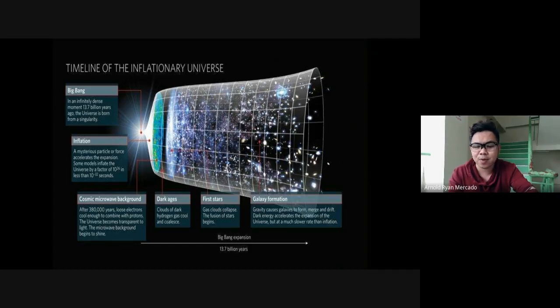Habang tumatagal po, yung kanyang inflation na hindi na ganun kabilis, hindi gaya dati. It becomes much slower than the early times. Therefore, po, the Big Bang explosion ay tumagal ng 13.7 billion years, according to the astronomers.